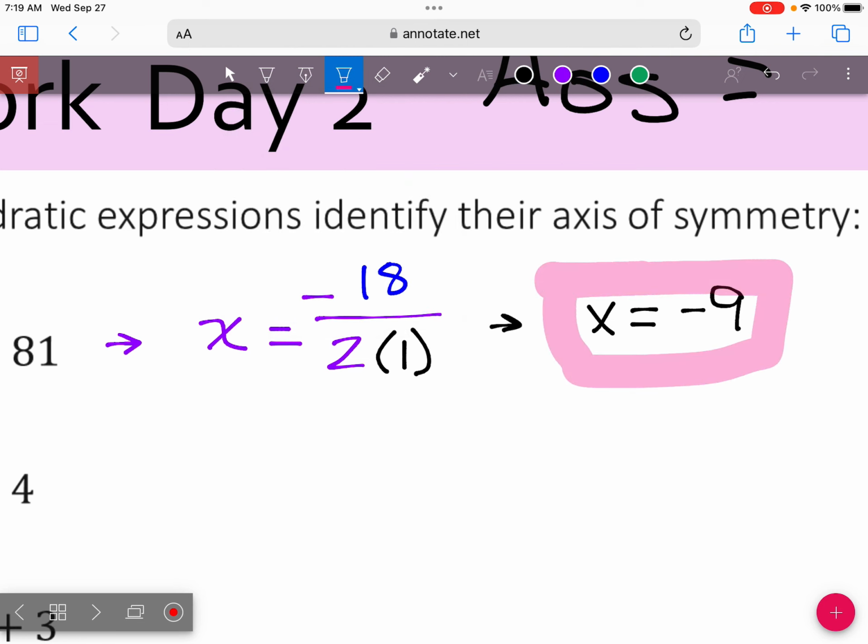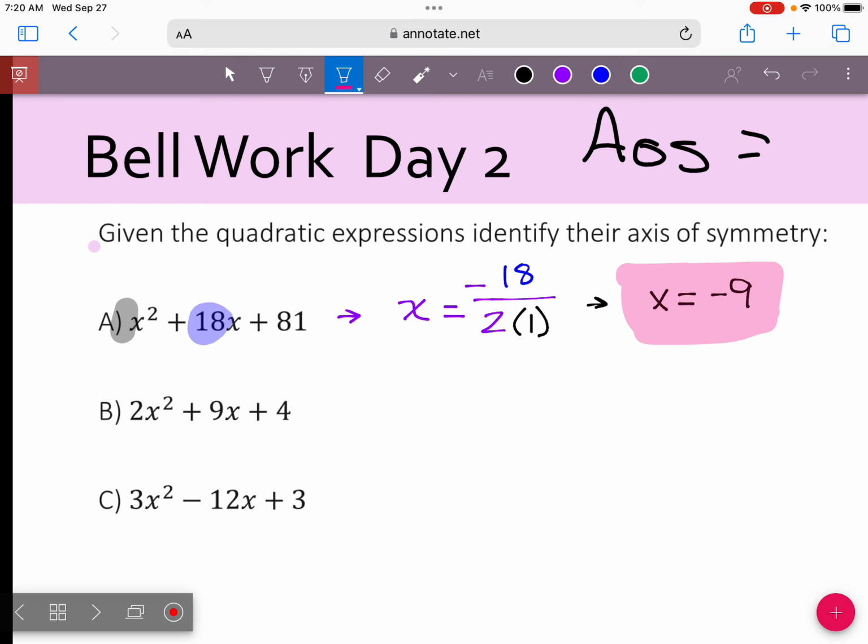Good pen. Can we not be a jerk about it? There we go. That's our axis of symmetry for 1. Or A. I forget how I marked it down.